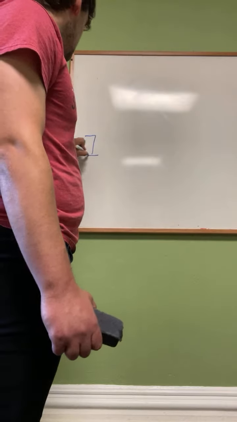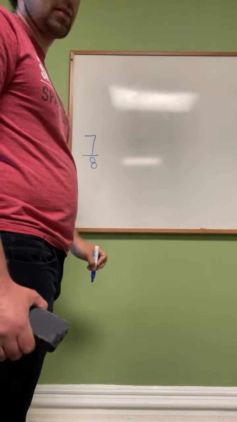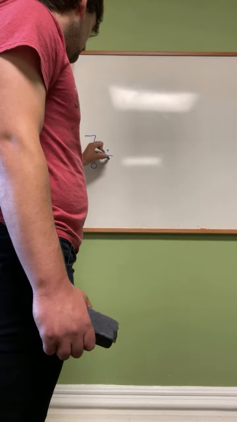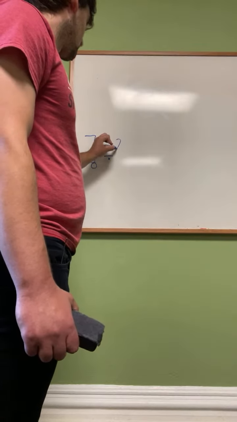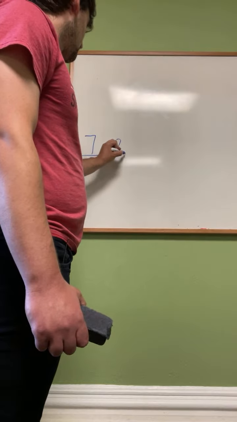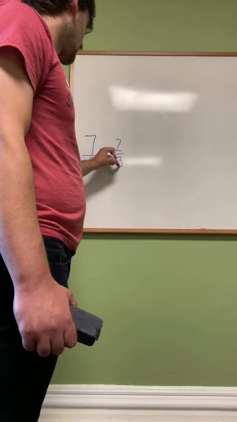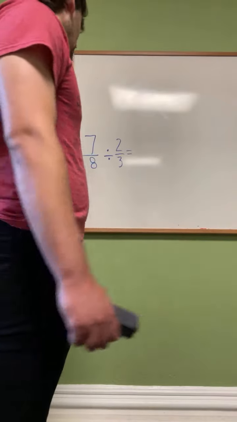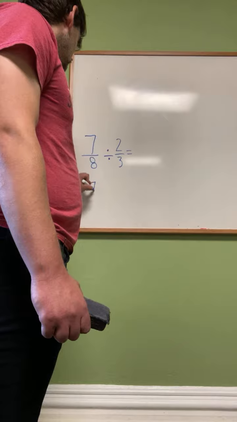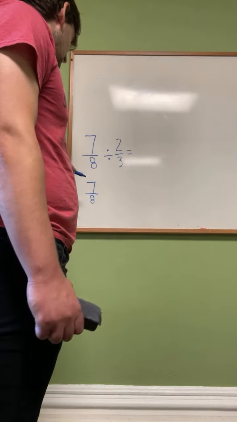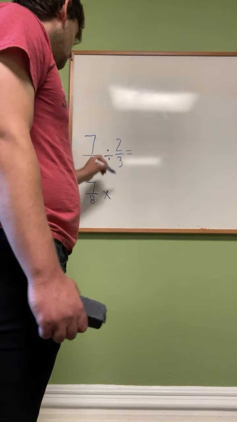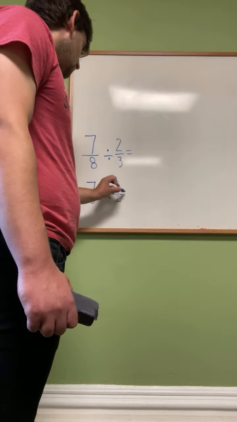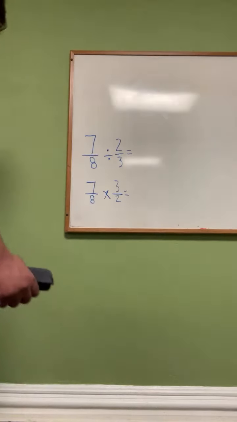7/8 divided by 2/3. All right, that's what we'll do. So again, the 7/8, we keep that the same. That fraction stays exactly the same. Division sign, we change it to a multiplication sign. And then the 2/3, we flip that to 3 over 2. So now 7/8 times 3 halves.